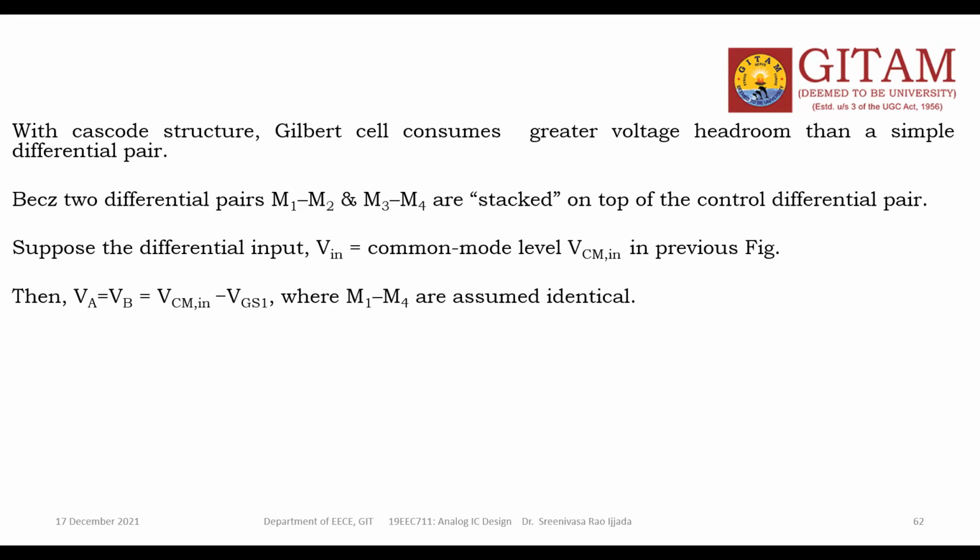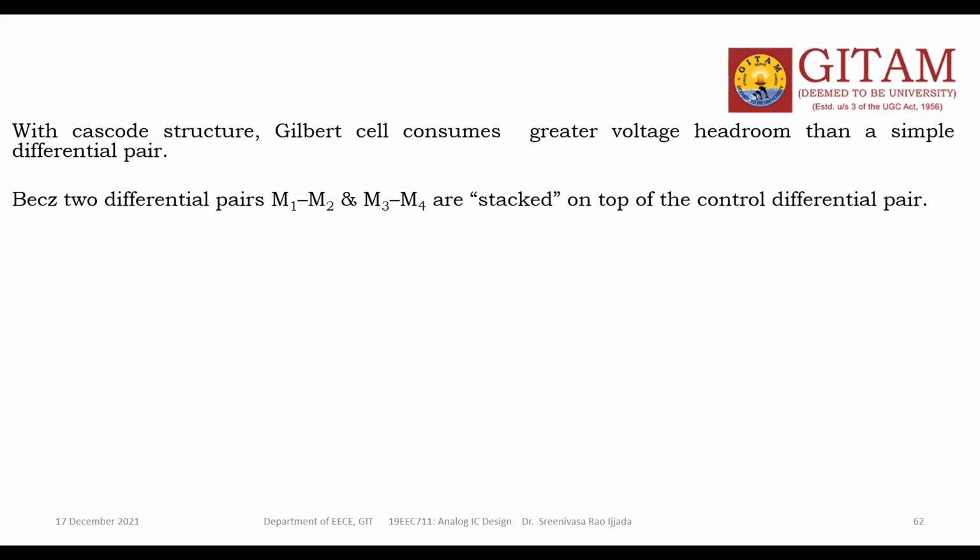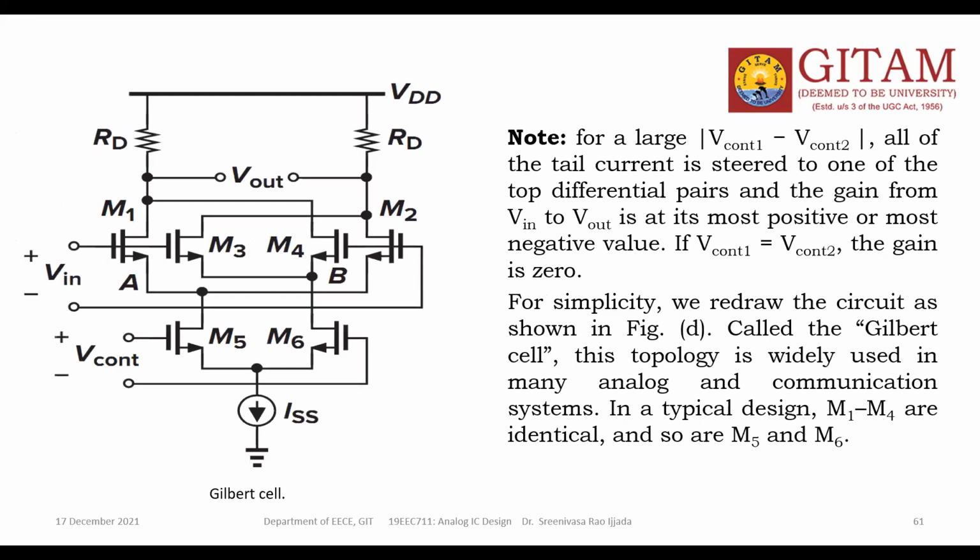In the previous figure, what is the figure I showed? The Gilbert cell. Then what happened? VA is equal to VB, voltage at node A equals voltage at node B, which is the input common mode voltage minus VGS1. I want to show you here. This node is the VA node, and this node is the VB node.